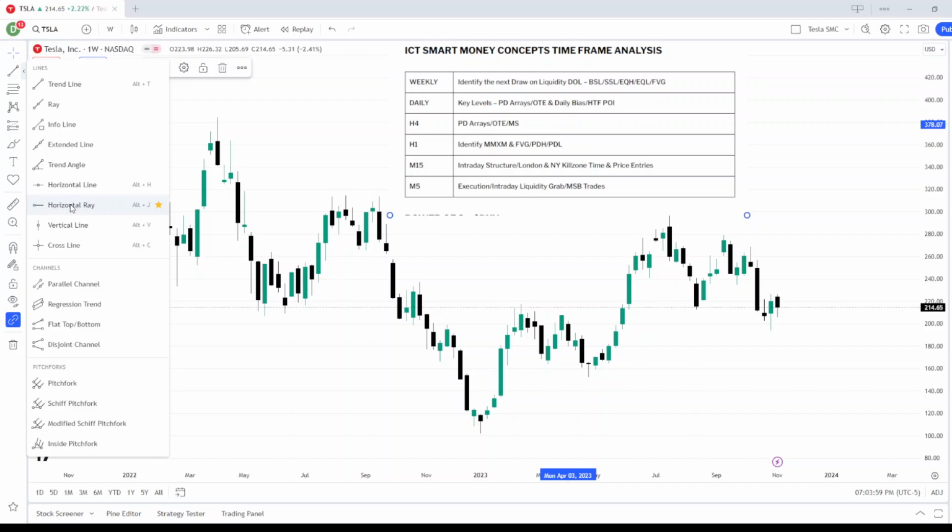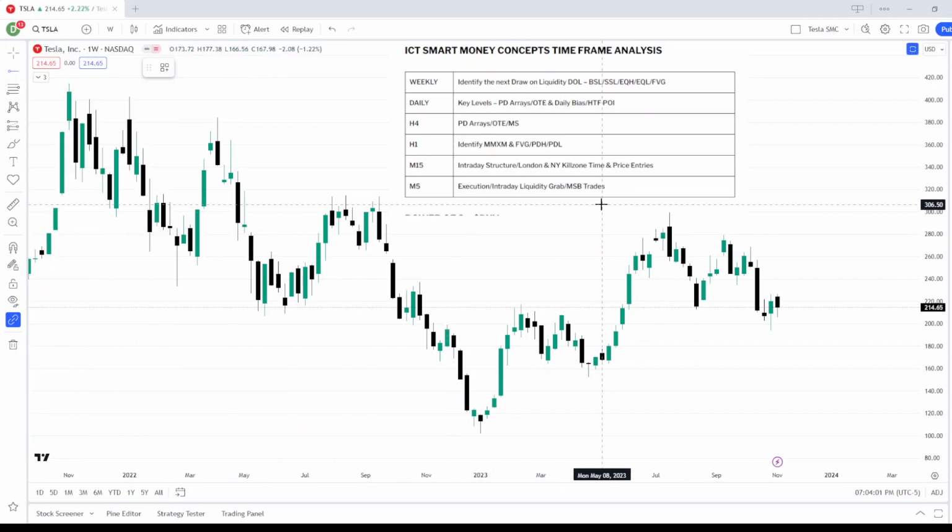So we're going to grab a horizontal ray. I like the horizontal rays because you can anchor them to specific candles versus a horizontal line, which will just go infinite in both directions. I like to know where that price is coming from.